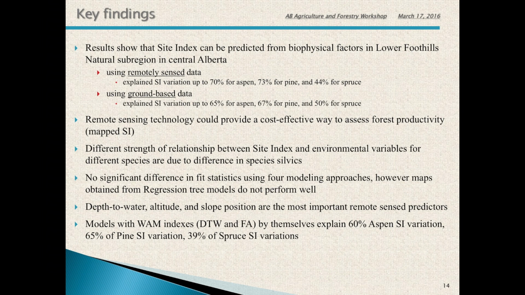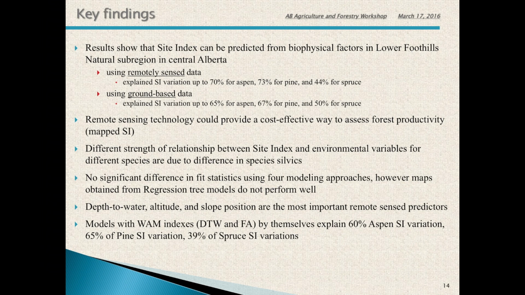So according to these results, we can conclude the following. First, results show that we can successfully use this kind of information in predicting site index in the lower foothills natural subregion. And results for both data sets showed a significant and also pretty strong relationship, and the results are pretty similar for all the different explanatory data sets.